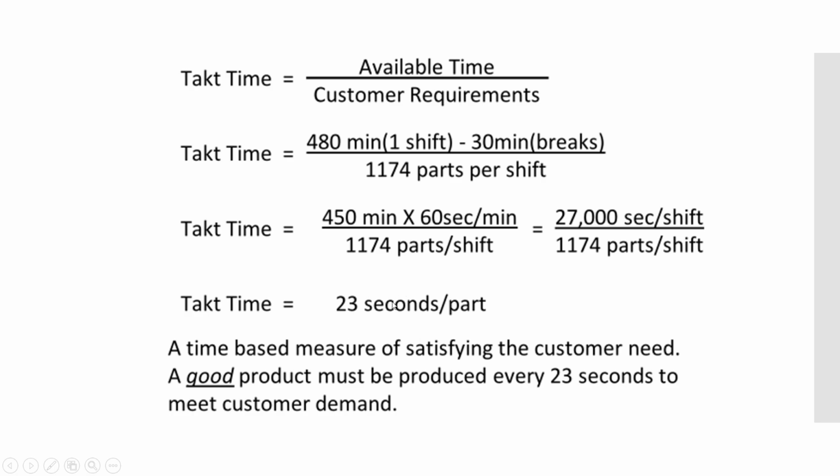So what is the 23 seconds? A time-based measure of satisfying the customer need. A good product must be produced every 23 seconds to meet it. So in every 23 seconds, one part should come out of the line. One piece should be manufactured within 23 seconds. If we are taking more than 23 seconds, then it will hamper the production rate. So this is the simple meaning of takt time. Hope आप लोगों को ये समझ में आया होगा friend.